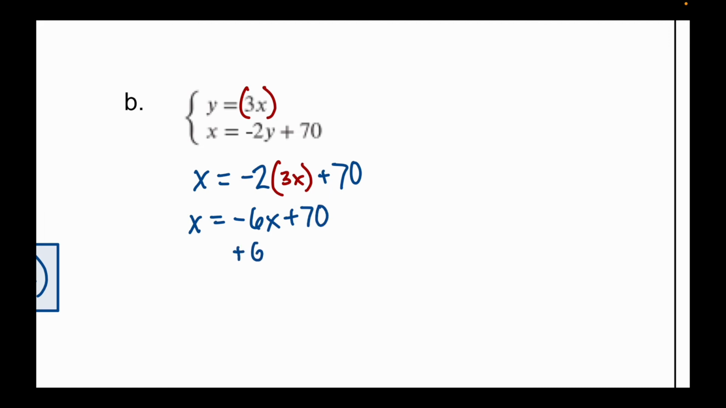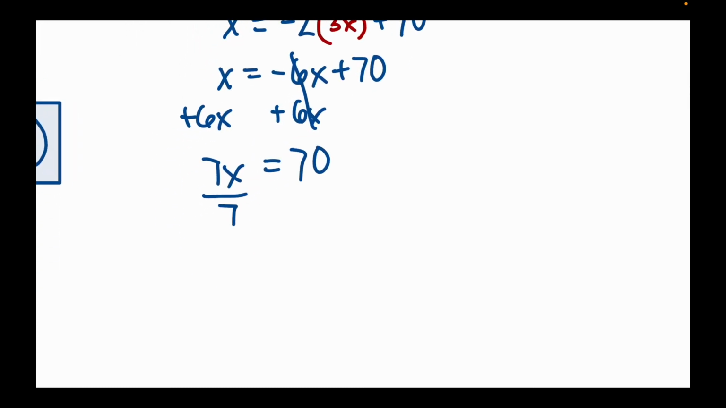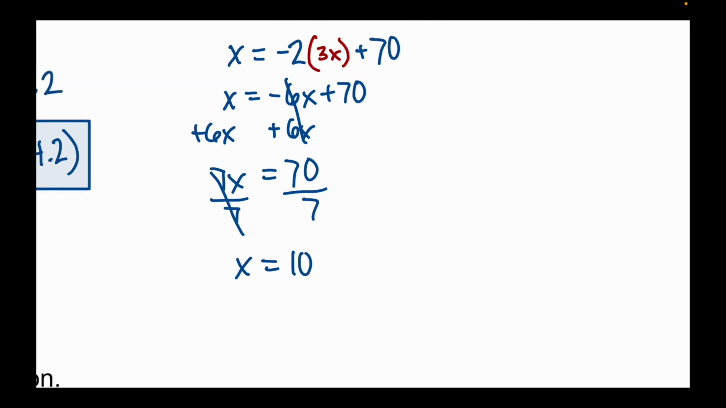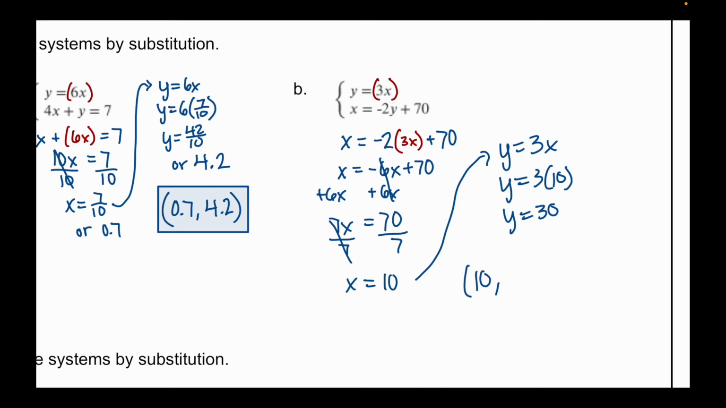So let's add 6x to both sides. And we'll get here that this is 7x equals 70. And when we divide both sides by 7 to get x by itself, you get that x is equal to 10. Now, we need to bring that back up to the original equation. Y equals 3x. And so y is going to be equal to 3 times 10. And 3 times 10 is 30. So our overall answer is 10, 30.